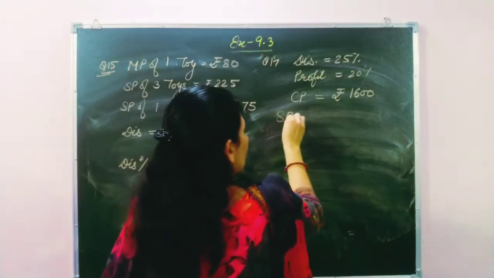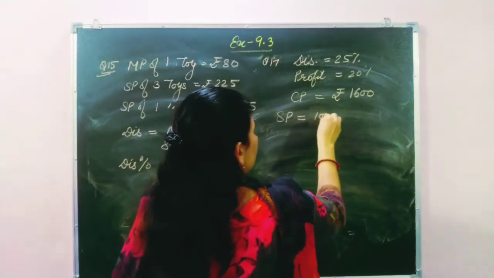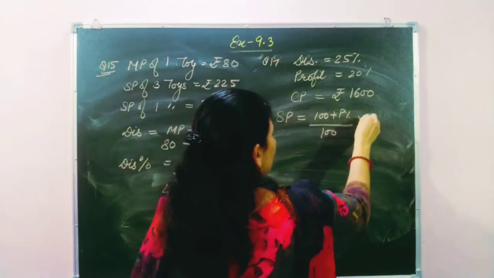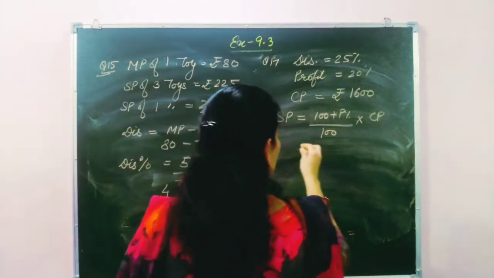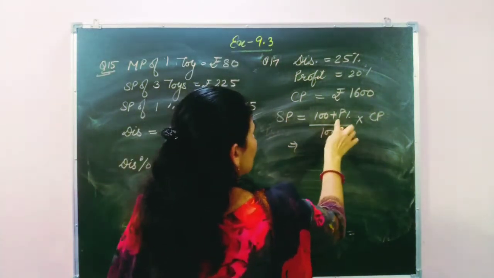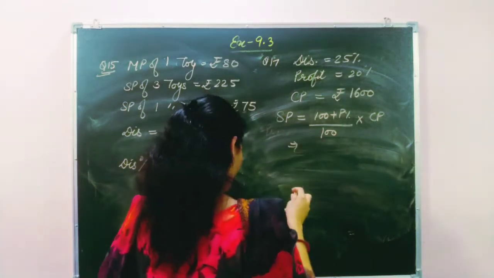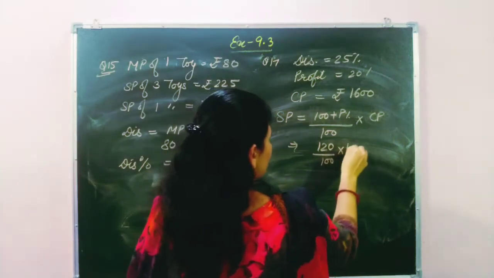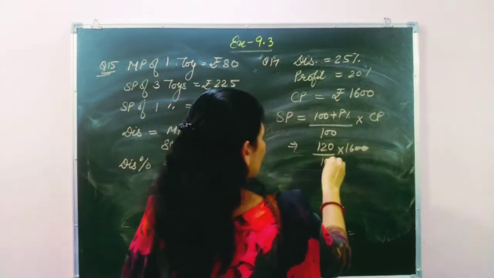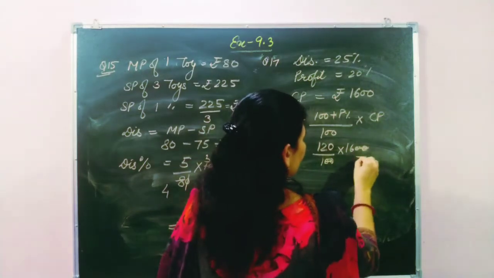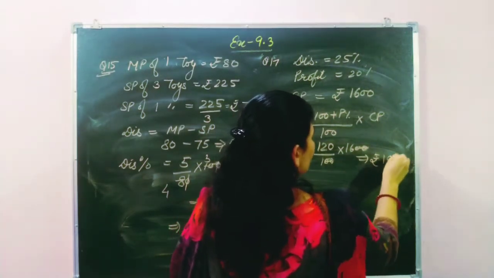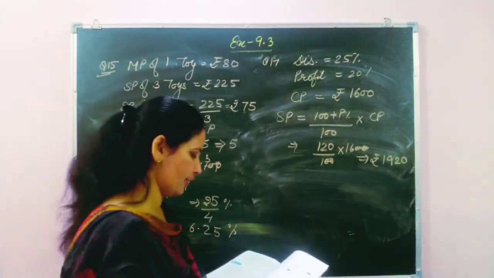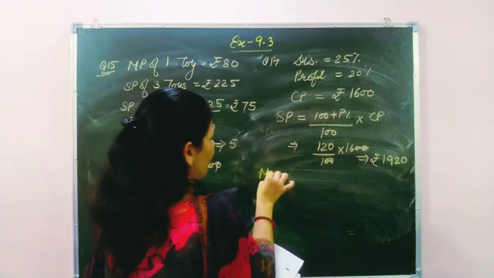To find the selling price: 100 plus profit percentage divided by 100 multiplied by the cost price, CP. So 100 plus 20, 120, divided by 100 multiplied by 1600. 20 cancels by 20, and when we multiply here, we get rupees 1920. And then we find the mark price.